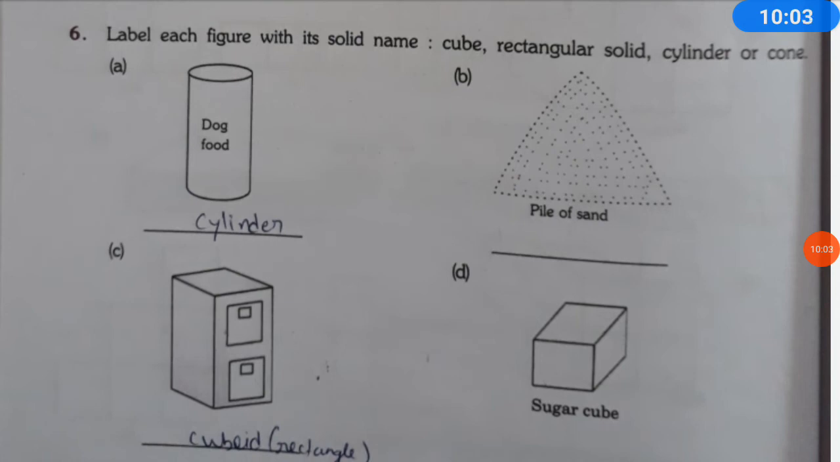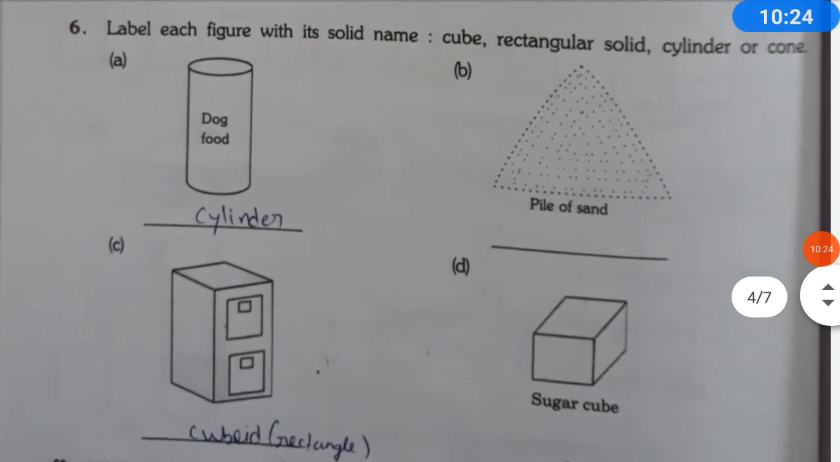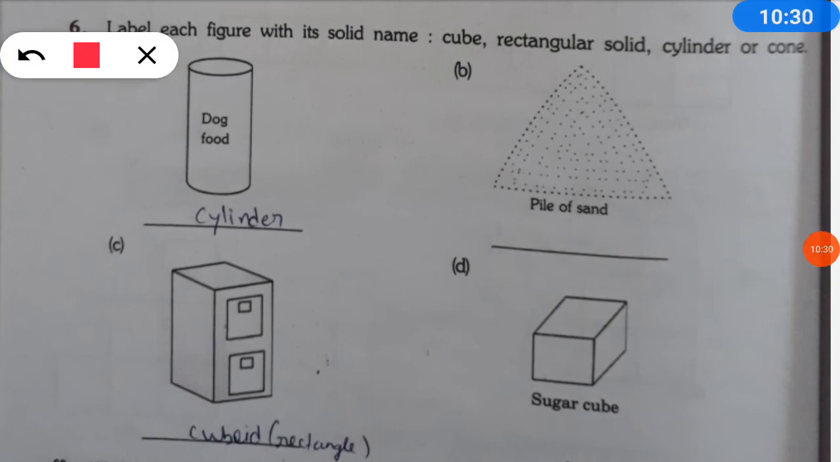Label each figure with its solid name: cube, rectangular solid, cylinder or cone. So you have to tell the name of the figure. So first one is a container where dog food is stored, isn't it? So it is in the shape of a cylinder, so you can mention it as a cylinder. Now the second one is in the shape of a cone, so here you can write the answer as cone. Okay, because now this one is a cuboid, this one is a cube, isn't it?